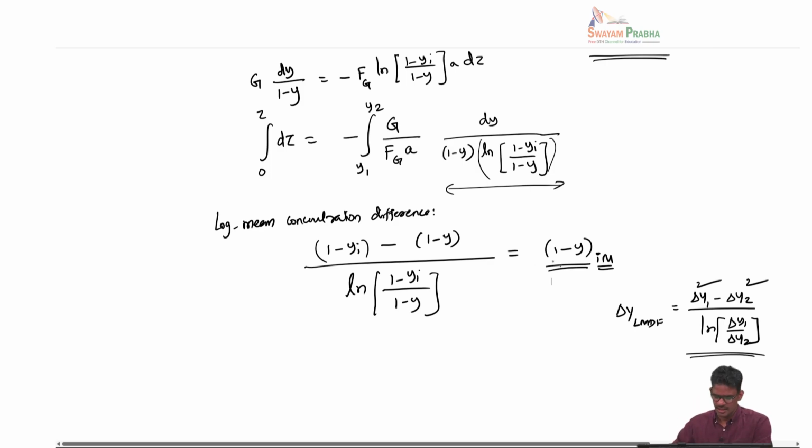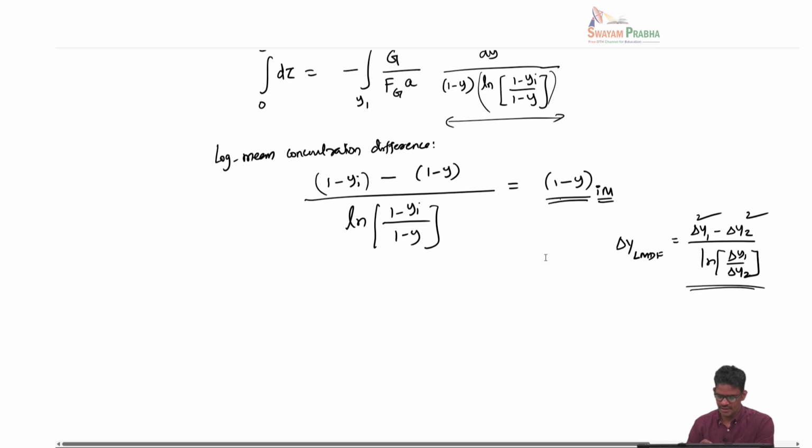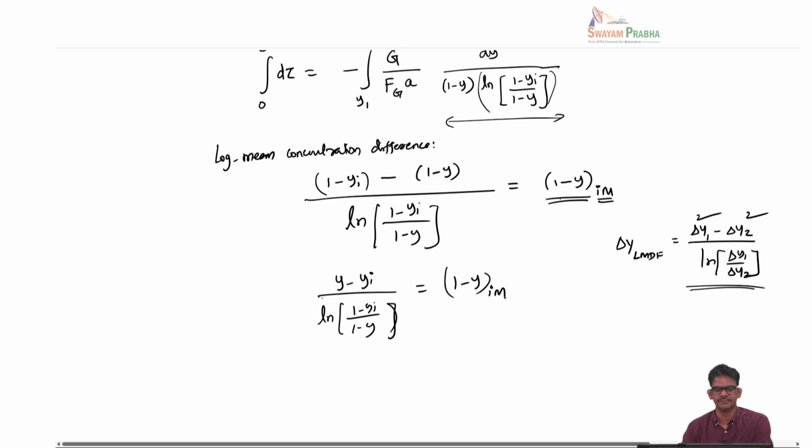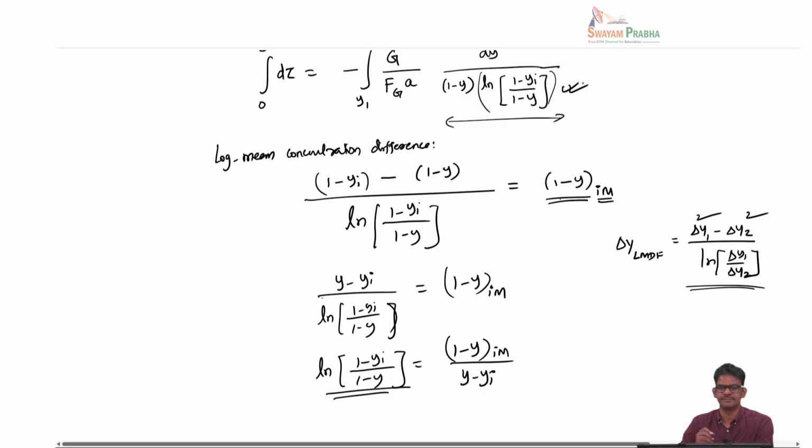Once I define this, I can replace this particular term in terms of the logarithmic mean difference. So let's see. Now you can see on the denominator, I have y minus yi, and here I have ln of (1 minus yi) by (1 minus y), and this is what I am going to call 1 minus y, the log mean difference. So from here I can show the ln of this is (1 minus y)lm over (y minus yi), and this term can now be substituted here.